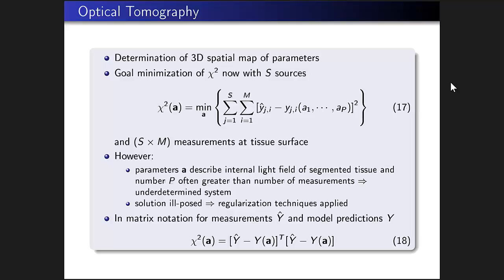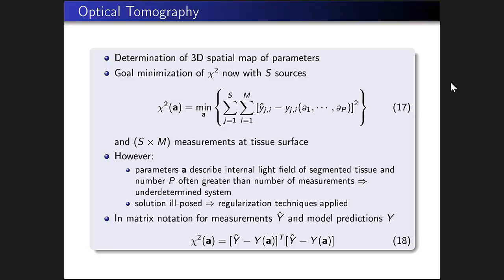So now the minimization of chi-squared adds an additional summation over the S sources, and you have S times N measurements at the tissue surface. And again, we're trying to minimize this with respect to a particular set of parameters that best match the measurements. These parameters describe the distribution of the optical properties in a segmented tissue. And so this number P is often greater than the number of measurements. So this is an underdetermined system, which means it's ill-posed, and regularization techniques are applied.